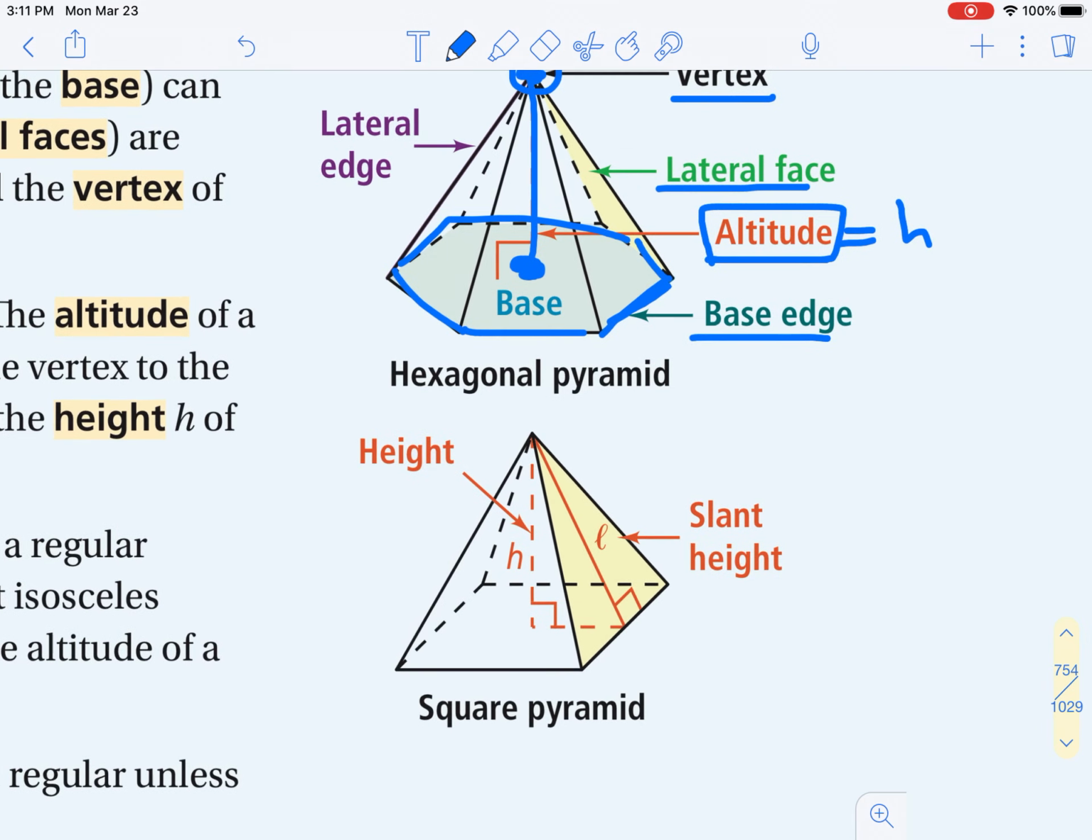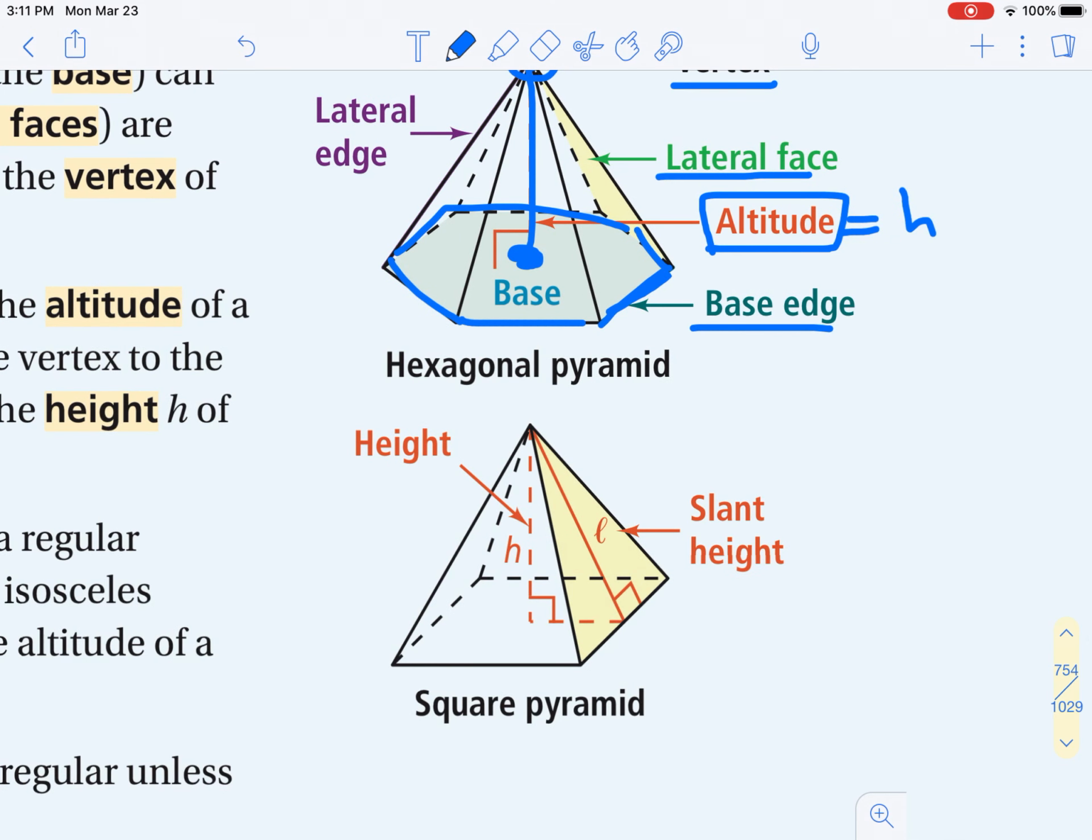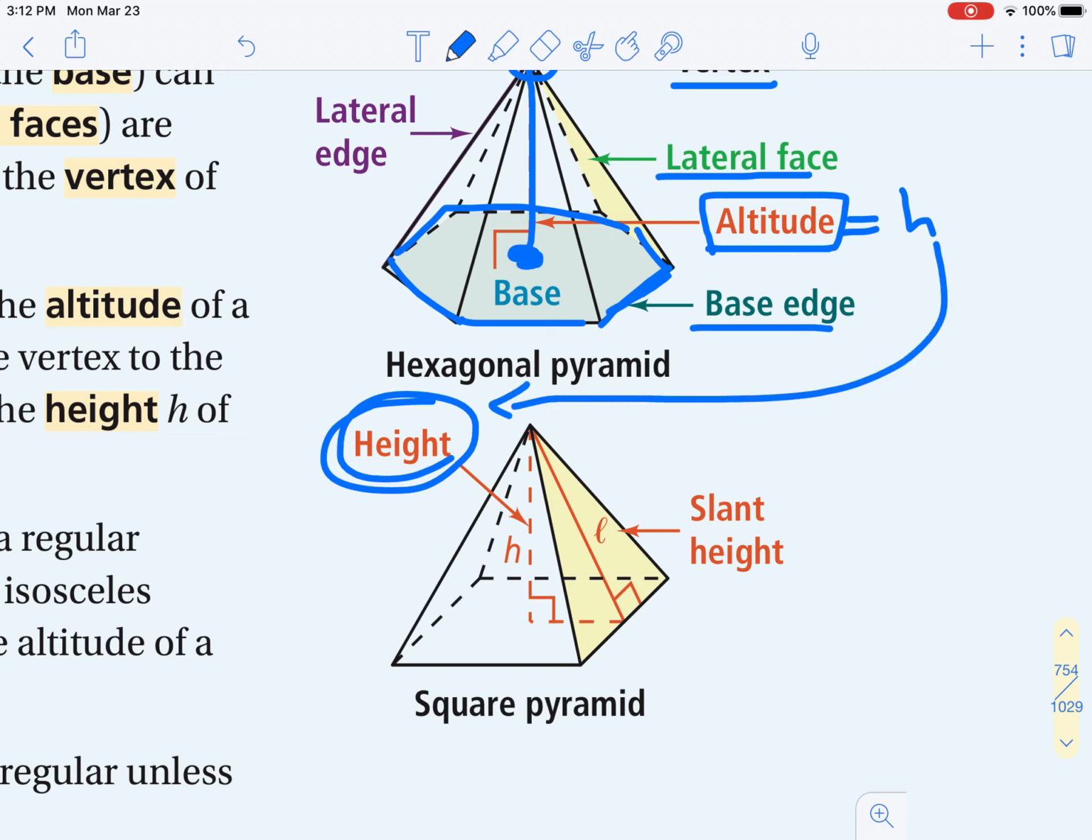And then I'm going to give you two more terms, which gets pretty tricky here. I already talked about height, right? That's also known as your altitude, right there. And then the last one, and this one gets a lot of people. So take a look at this lateral face here. We are going to get the midpoint of that, and we're going to draw a line at the midpoint all the way to the vertex. That's called your slant height.